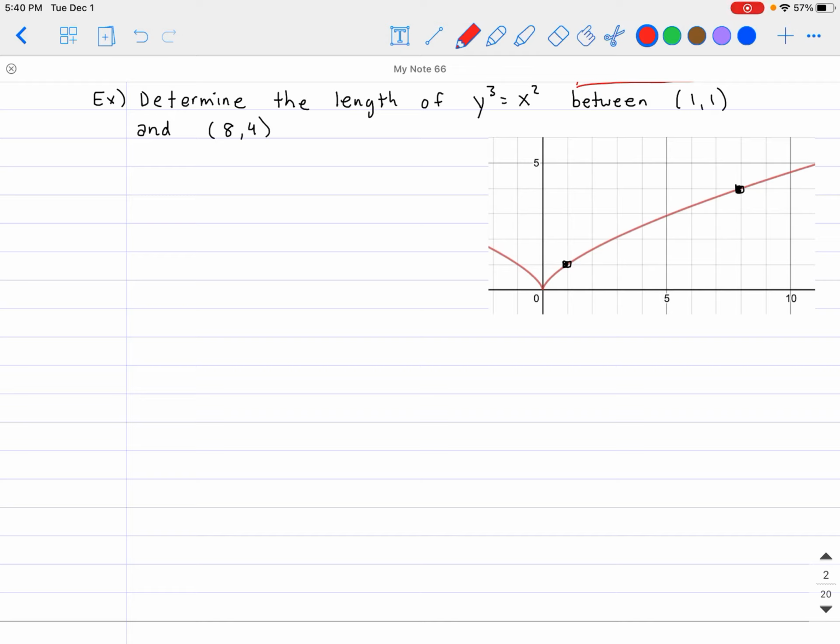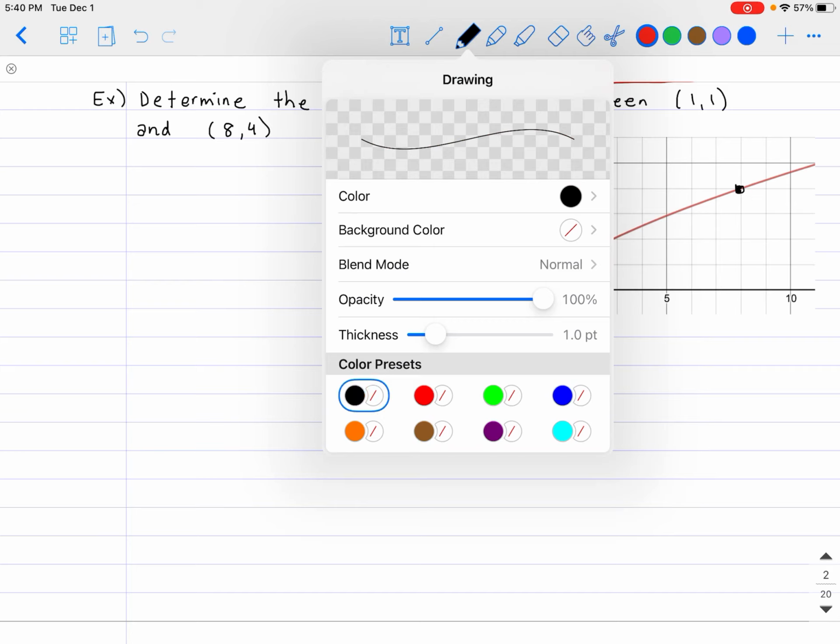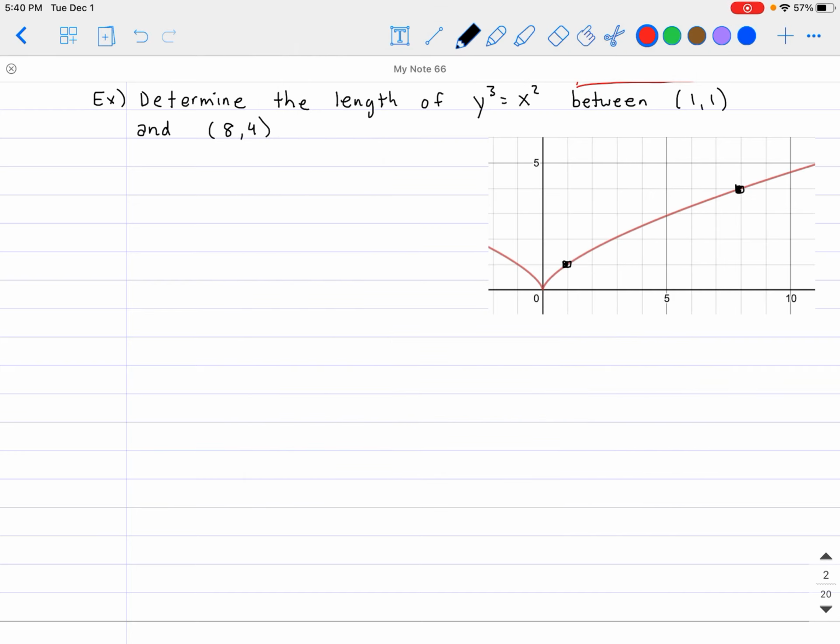Now, what makes this a little more difficult is that it's not just y equals something. It's some sort of relation, because it's y cubed equal to x squared. Again, the curve is over there on the right-hand side, so you can see what it looks like. So let's go by what we've been doing so far, just to see how it goes.